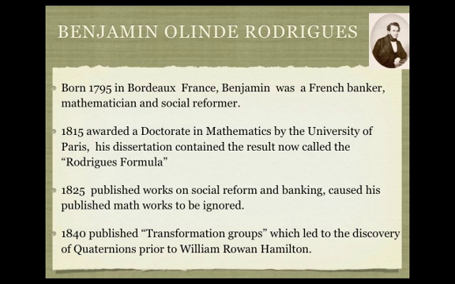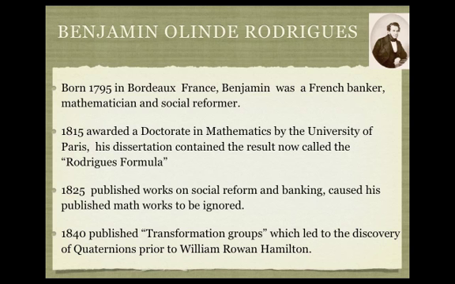In 1815, he was awarded a doctorate in mathematics at the University of Paris. And in his dissertation he produced what we now call the Rodrigues formula, which is used widely. In 1825, he published a work on social reform and banking, which caused his other math work to be ignored. Other math people considered him not to be a mathematician because his work was basically on banking and reforms and other things like that.